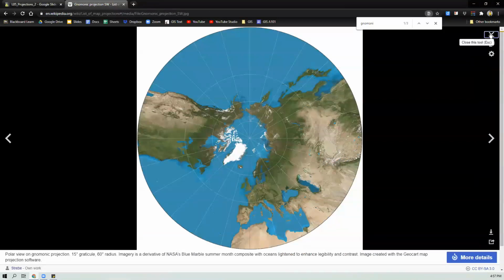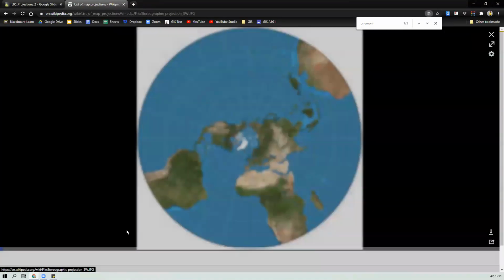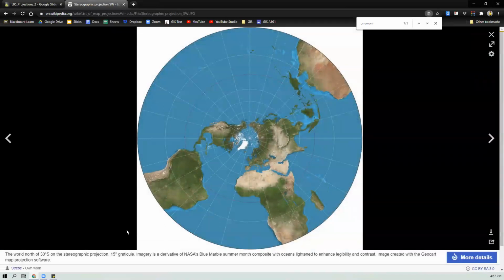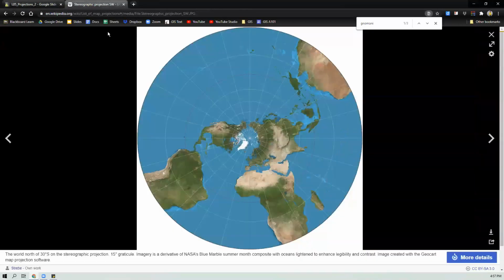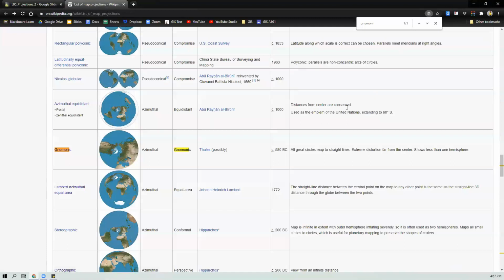So that was the mnemonic. Here's a stereographic. You can see there's less distortion around the edges. I think maybe that was a different stereographic than the one I was looking at earlier. Or maybe I just got all three of them wrong.